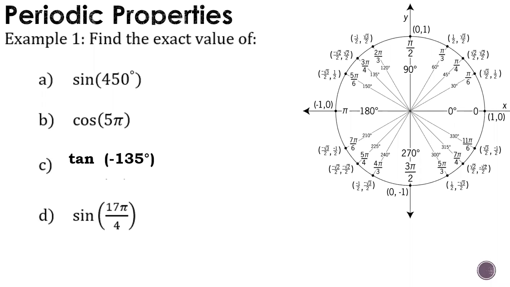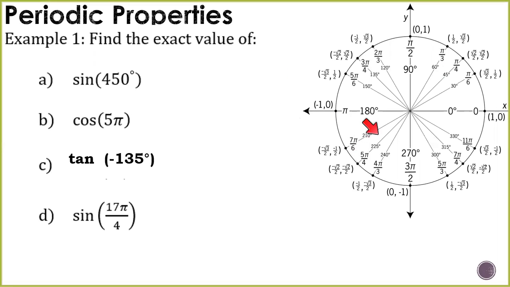Okay. So all of these examples are not directly on our unit circle. They're numbers on our unit circle. But we have to rotate a different direction in order to figure out where it is, or sometimes we have to go around the unit circle more than once. So for example, 450 is greater than 360.